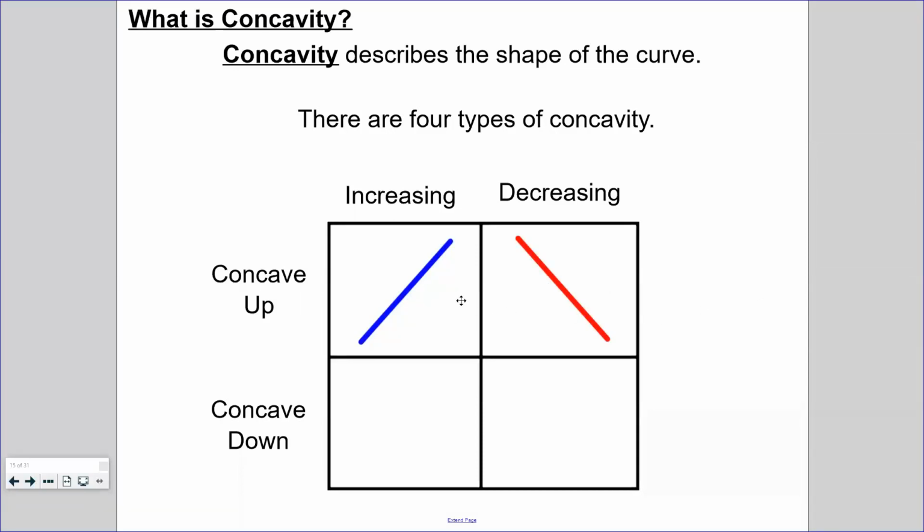Well, concave up means we're going to take the curve and we're going to pop it inwards. There we go. And with concave up decreasing, we're going to take the decreasing slope, but we're going to pop it inwards. So concave up pops the graph in.